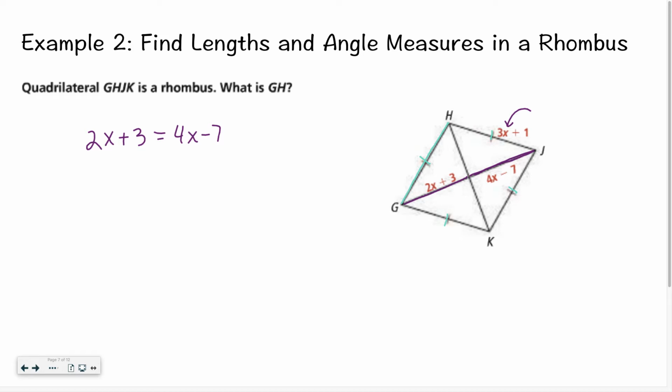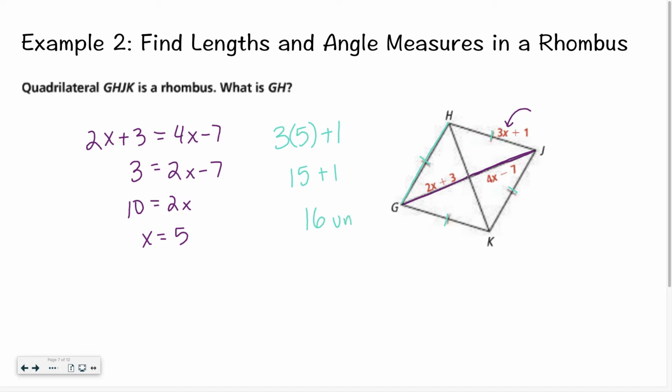So if I subtract 2x from both sides, I have 3 equals 2x minus 7. Add 7 to both sides, I have 10 equals 2x. Divide both sides by 2, and I have x equals 5. And then if I plug that in, 3 times 5 plus 1 gives me 15 plus 1, or 16 units.